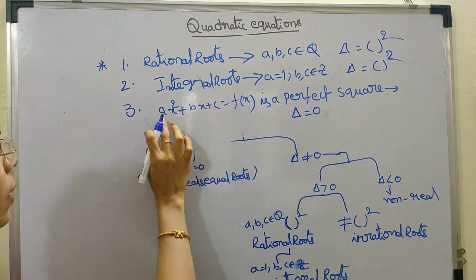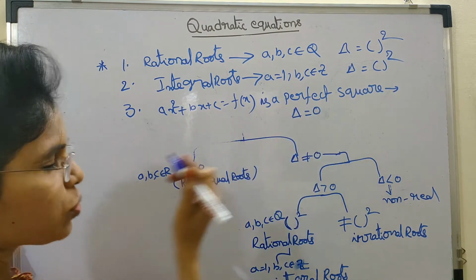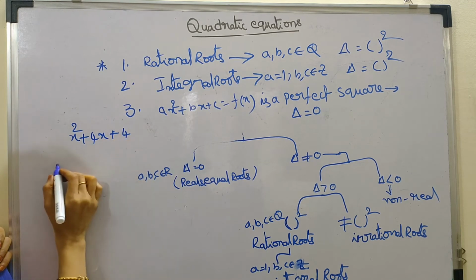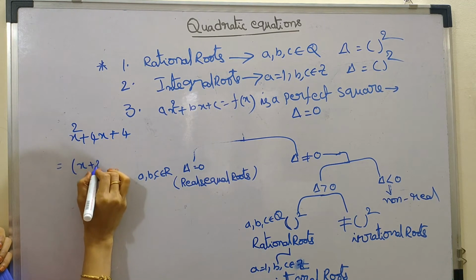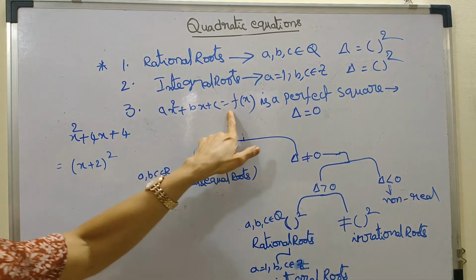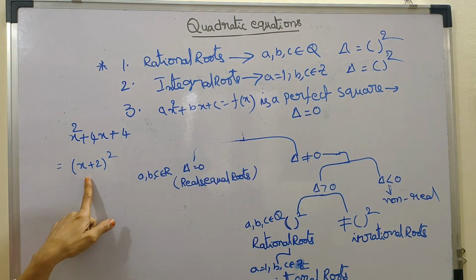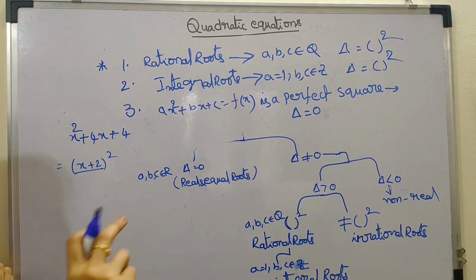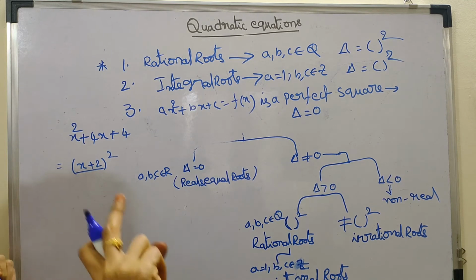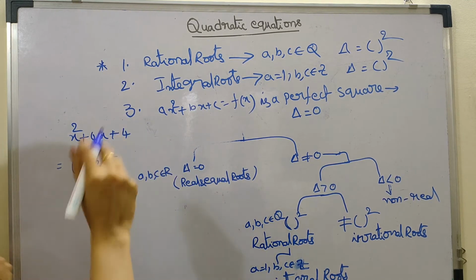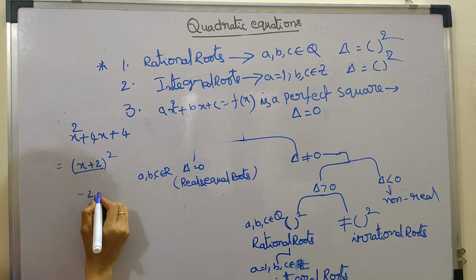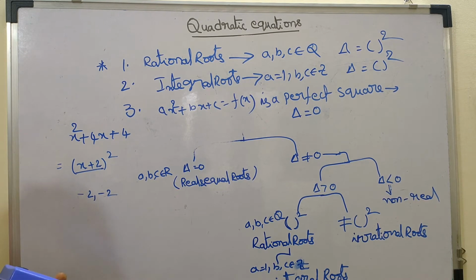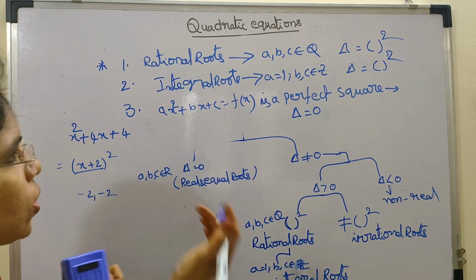Why? Because ax square plus bx plus c is a perfect square. For example, I am taking x square plus 4x plus 4. We can write this expression as (x plus 2) whole square. This is a perfect square. In this case, you have two repeated linear factors. It means you have two repeated roots, x is equal to minus 2 and x is equal to minus 2. So when you have two real repeated roots, then the discriminant is equal to 0. So if the quadratic expression is a perfect square, then the discriminant is equal to 0.